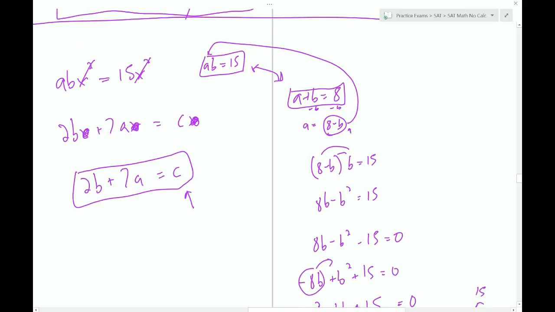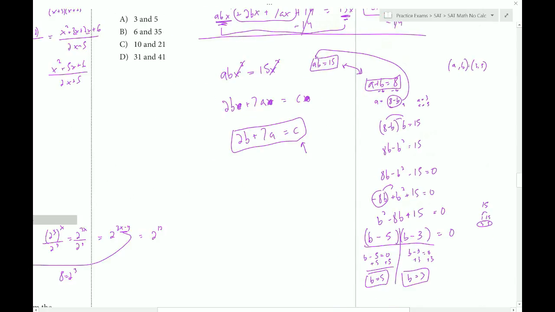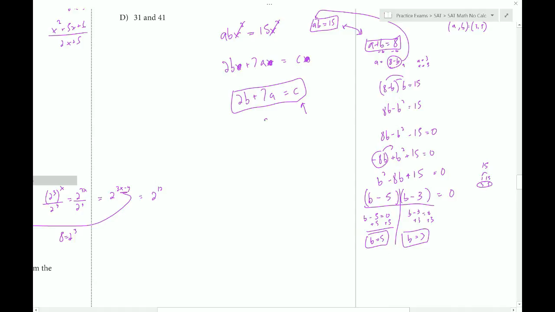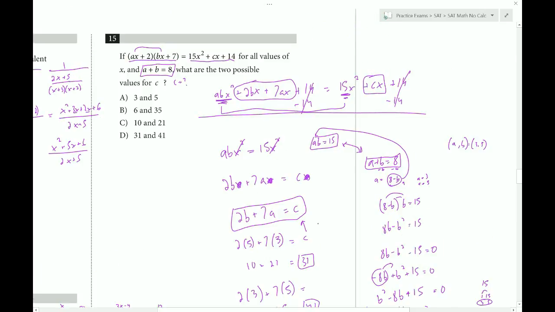Now when we plug them back into here, if we plug in 5, we get a equals 3, and if we plug in 3, we get a equals 5. So basically what that shows us is that our pair of numbers a, b are going to equal 3, 5 in either order that we choose. Okay, so let's plug in the 3 and 5 in first for a and b. So 3 and 5. So 21 plus 10 is 31. Then if we plug them in the other way, with the 3 going here and the 5 going here, we'll get 6 and 35, which is 41. So our answers for C are 31 and 41 respectively, so we get choice D.